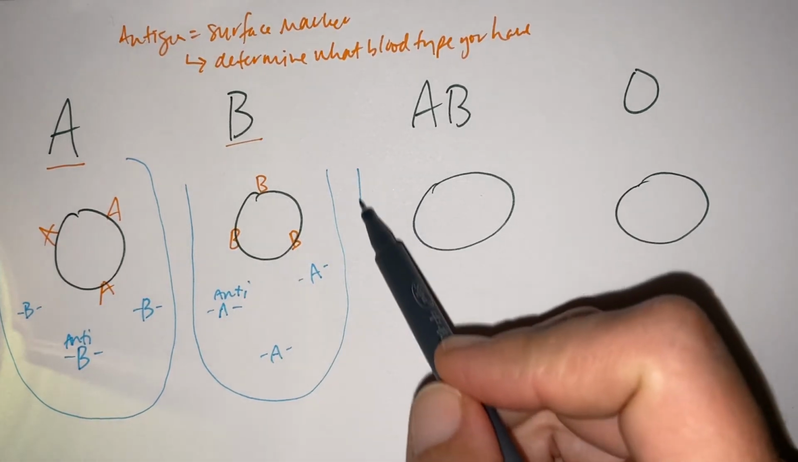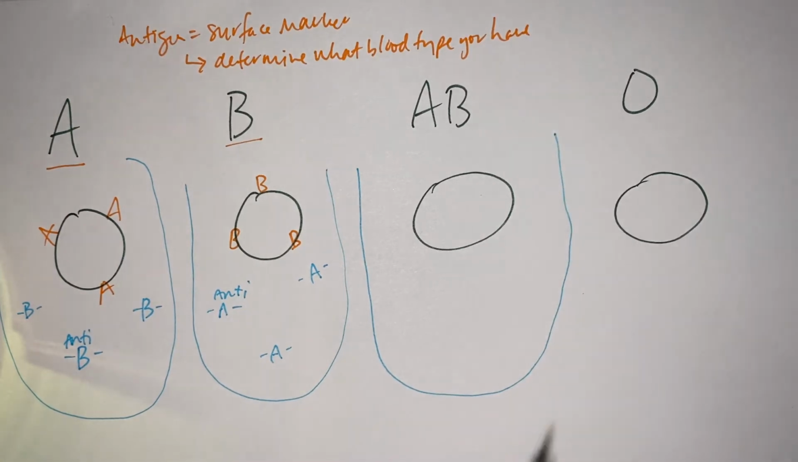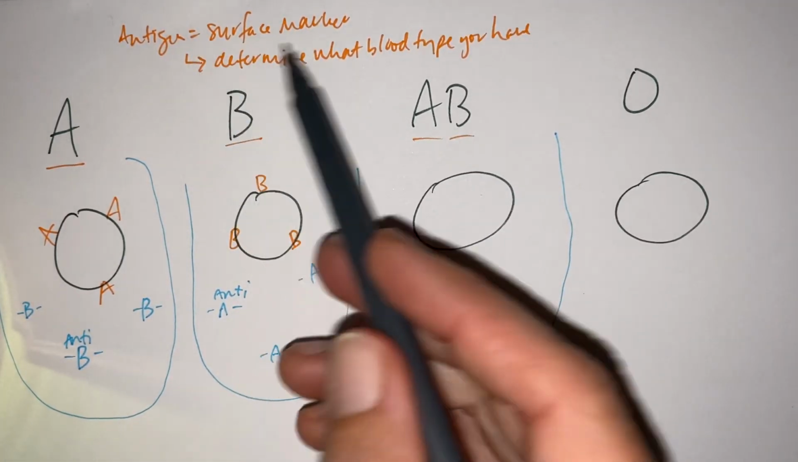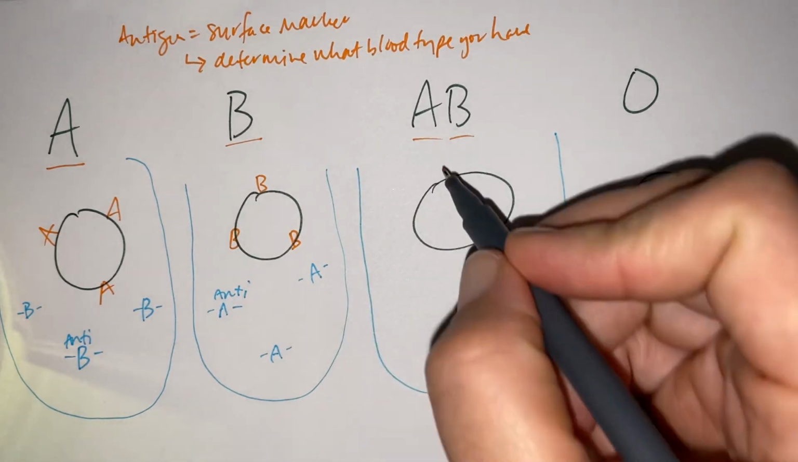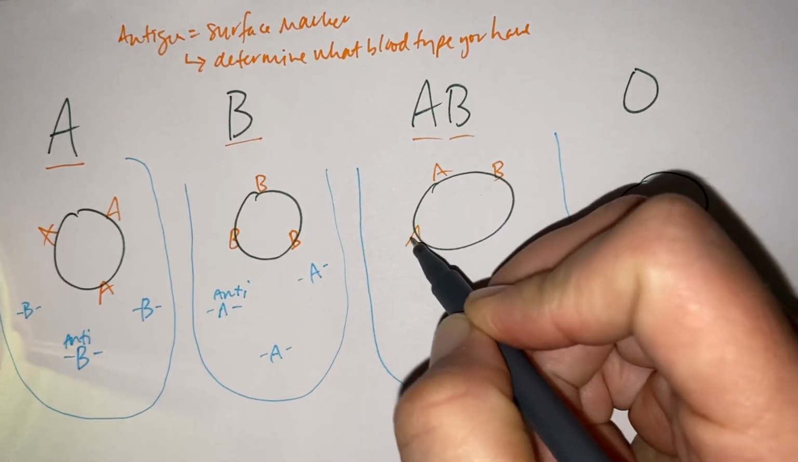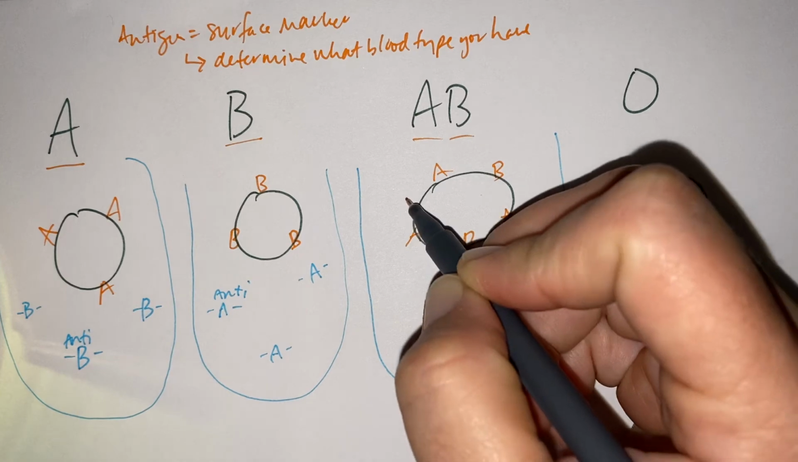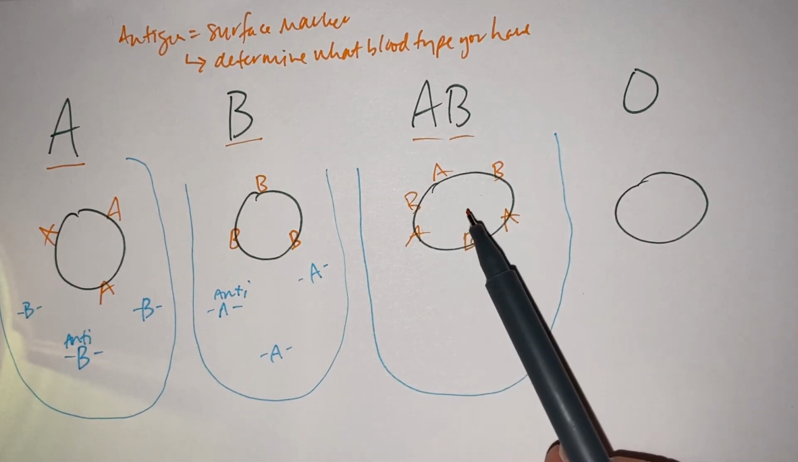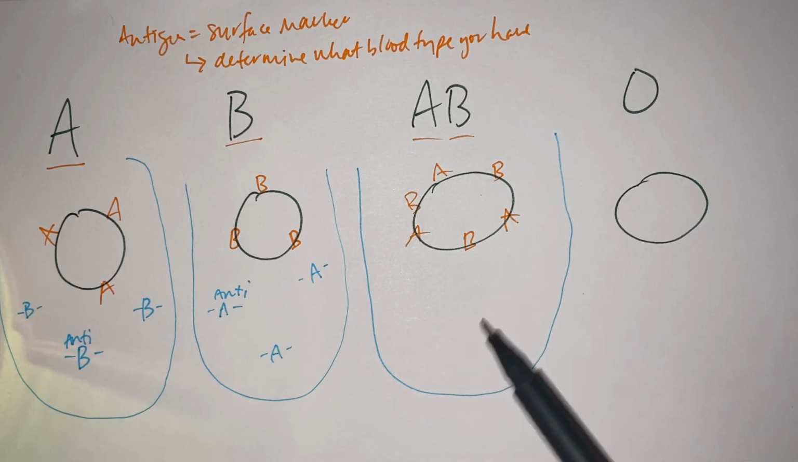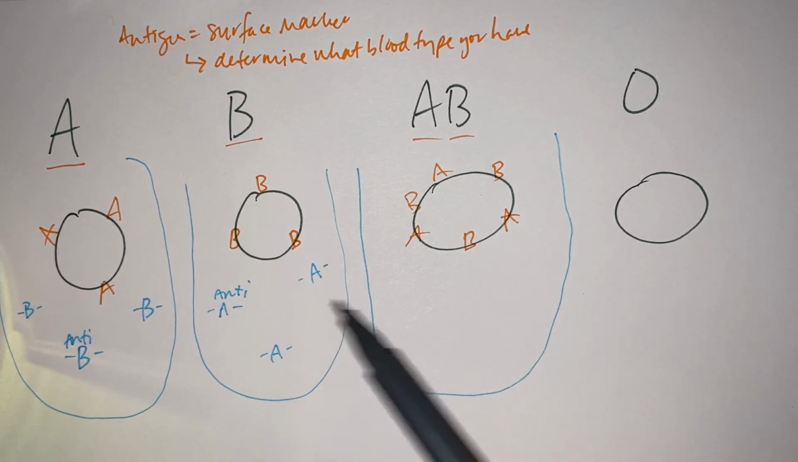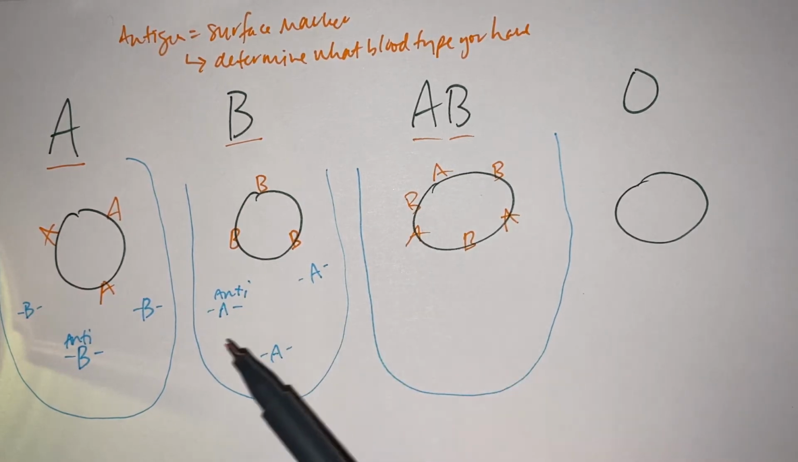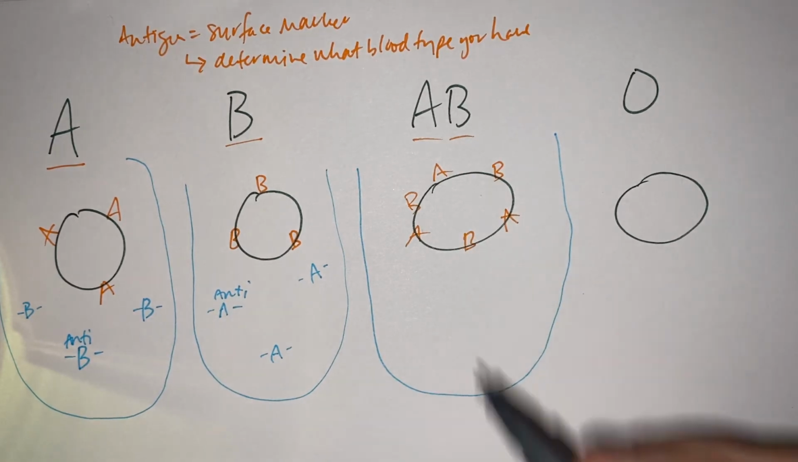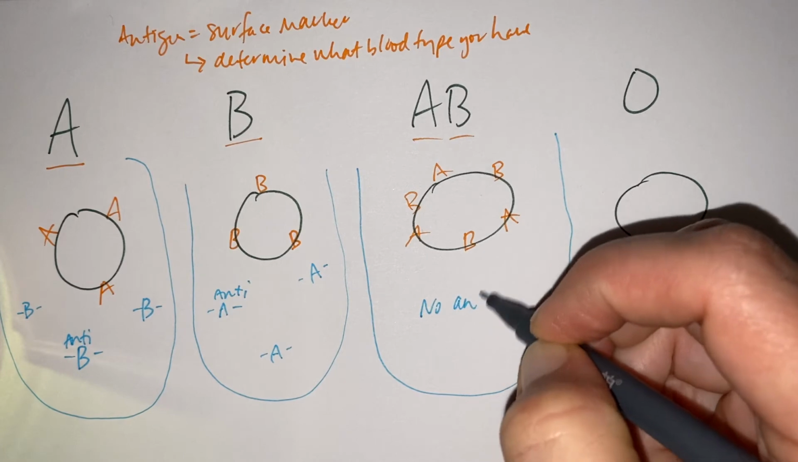We can move on then and do AB. This one's a little bit more tricky. If I am AB type, that means, remember, my antigen determines what type I have. That means I have to have A's and B's on the surface of my cell. Okay, so this is the kicker, because if I have A's and B's both on the surface of my cell, can I have antibodies out here? Remember, if I have an A antibody, guess what? It's going to attack my A's. If I have a B antibody, it's going to attack my B's. So guess what? I have no antibodies out here, okay?